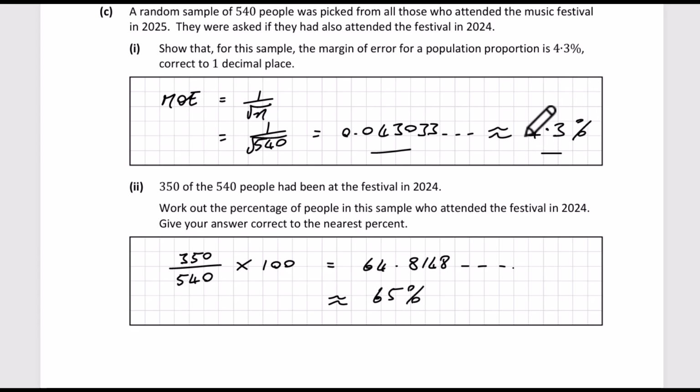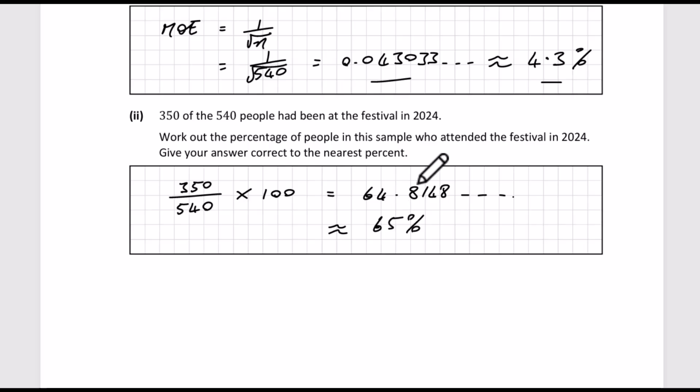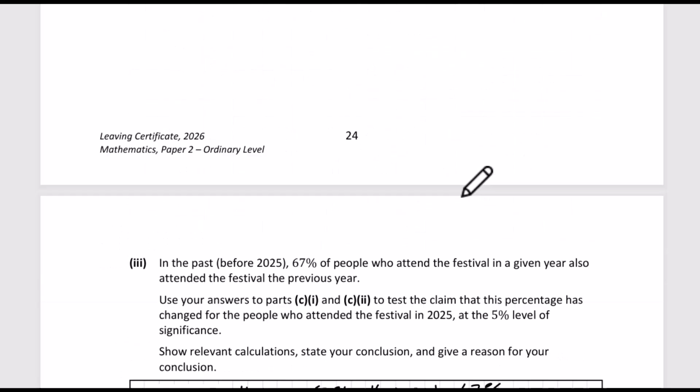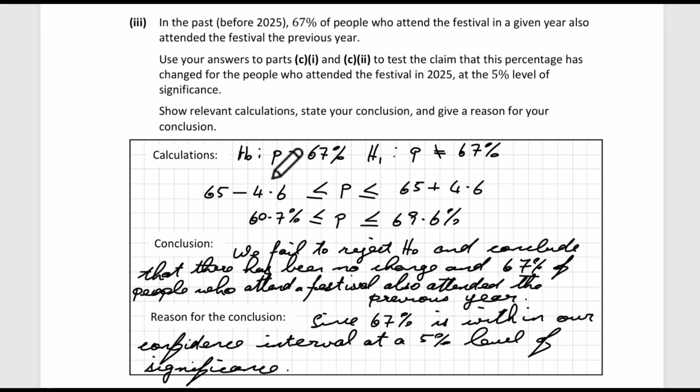This is our margin of error here. So we've got to take 65%, subtract 4.3. We've got to take 65% and add 4.3. That gives us our confidence interval here between 60.7 and 69.6. So the 67% of people who attend the festival in a given year also attended the festival the previous year. This is what's being claimed. So when they took the sample this year in 2025, we found that this is the confidence interval. The 67% does appear within this confidence interval.